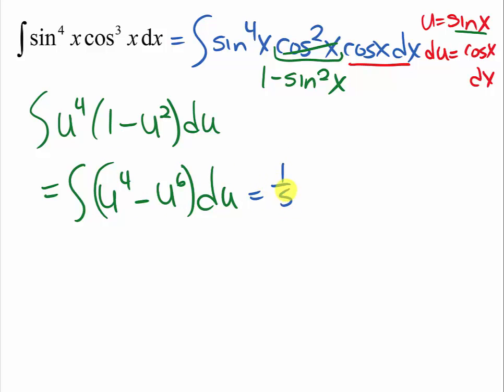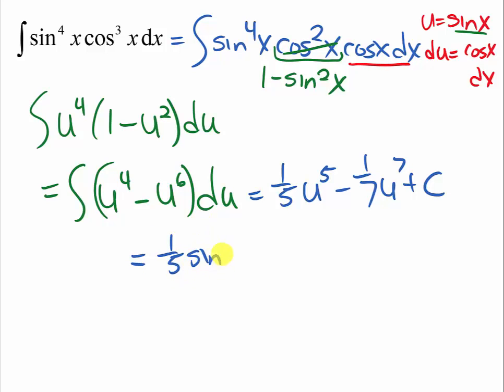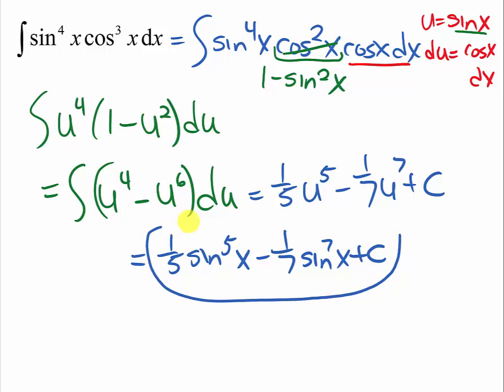That's going to be 1/5 u to the 5th minus 1/7 u to the 7th plus a constant. And then finally resubstitute. Remember, u was sine x, so I've got 1/5 sine to the 5th x minus 1/7 sine to the 7th x plus a constant. So there's a product of trig functions.